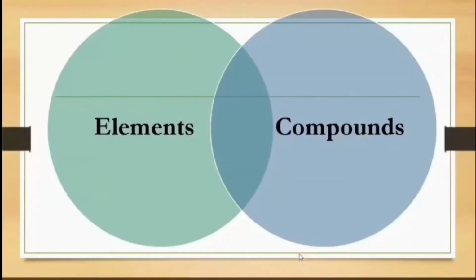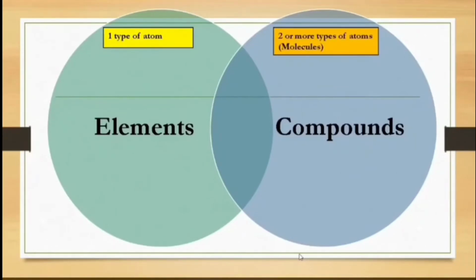We have also discussed the comparison between elements and compounds using a Venn diagram. For their differences, elements are composed of only one type of atom, while compounds are composed of two or more types of atoms, which are called molecules.